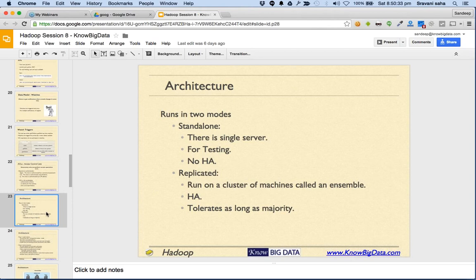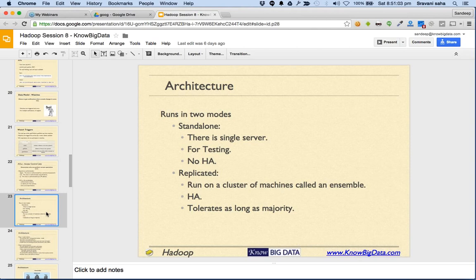One is called standalone, the other is replicated. Standalone is like you download a virtual machine, run the Zookeeper, everybody is happy, there is a single node, nothing much. So Zookeeper does not make sense to run on a single node. Why? Because what if one node goes down? Then none of the services depending on Zookeeper will be able to use Zookeeper.